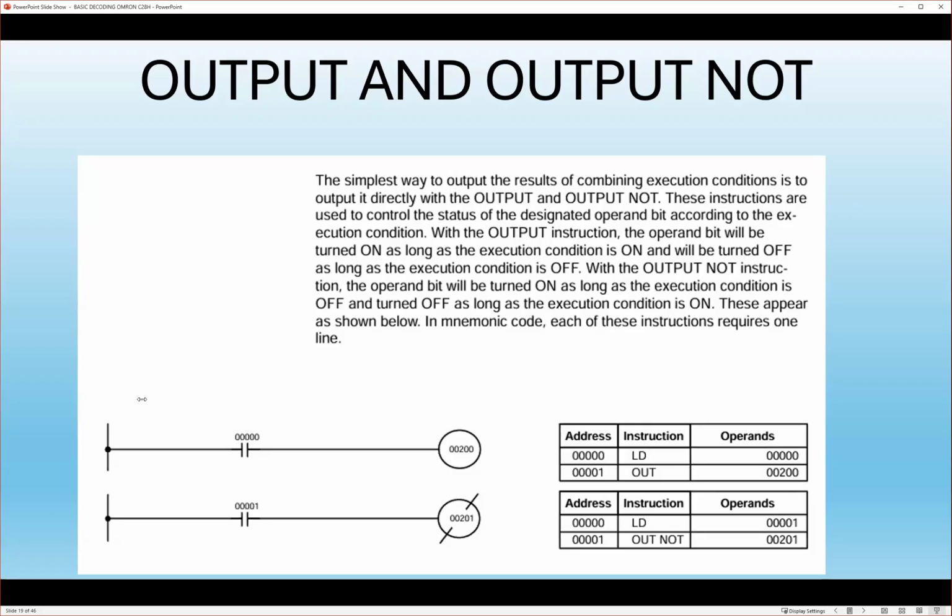I don't have to read the whole thing. So this coil will not be on. 200 is not going to be on unless input 0 is on. In this case, it'll be opposite. This output 201, which is the second output in the unit, is going to be on all the time until we get input 1. Or I guess, yeah, 0. This is input 0. This is input 1.